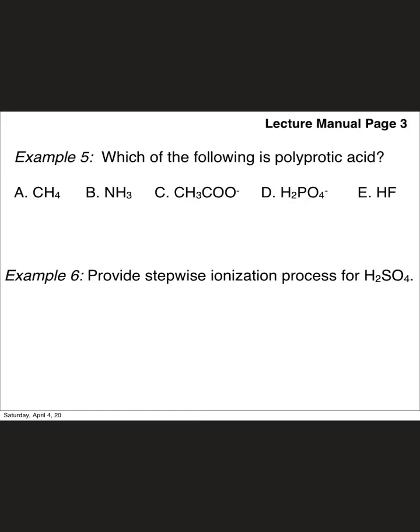Now let's take a look at example 5. Which of the following is a polyprotic acid? Please recall from CH121, the acids are the species that have hydrogen written first, and it can be a binary acid or it can be an oxyacid. Next, we are going to eliminate the species that are not acids. If you consider CH4, hydrogen is not written first, so this is not an acid. NH3, hydrogen is not written first, so this is not an acid. CH3COO, again, the hydrogen is not written first, this is not an acid.